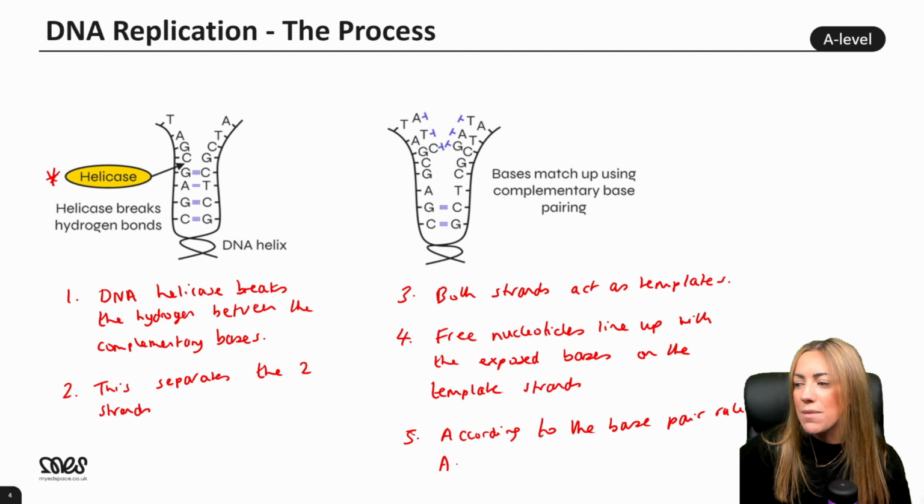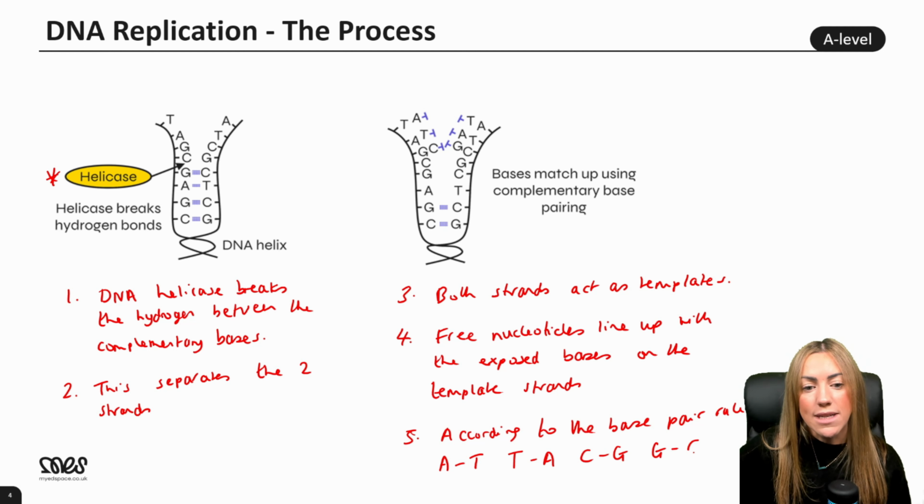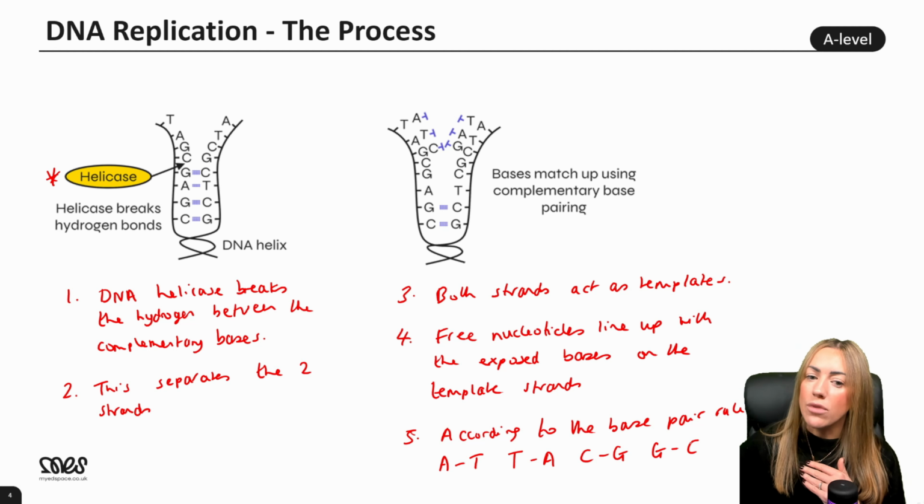We'll give all the examples of that base pair rule. So if there's an A on the template strand, obviously that would pair with a nucleotide with a T. If there's a T on the template strand, it would pair with a nucleotide with an A. If there's a C on the template strand, it's going to pair with a G. And if there's a G on the template strand, it's going to pair with a C. So we're giving examples there of the base pair rule and how these free nucleotides are going to line up with the template strand. Okay.